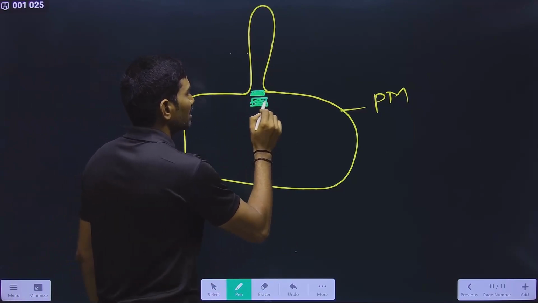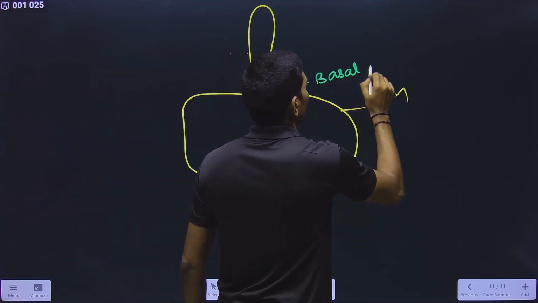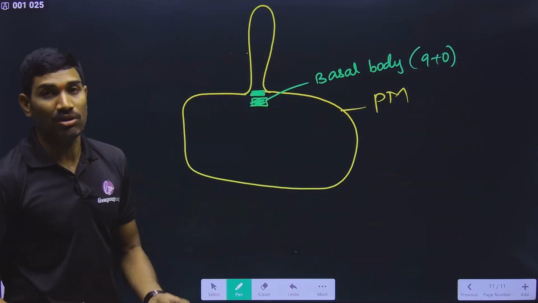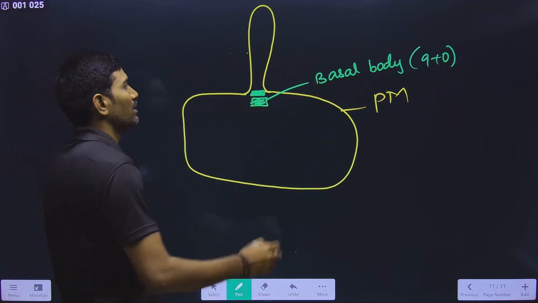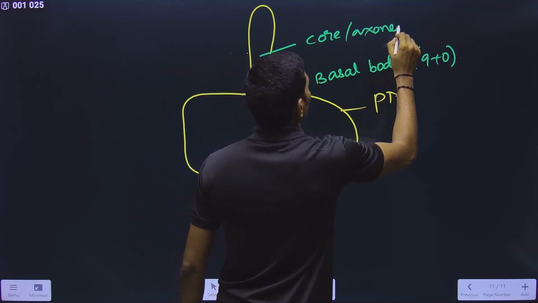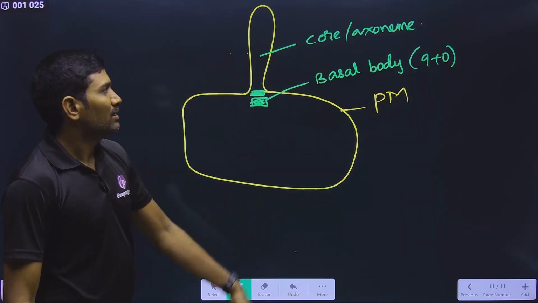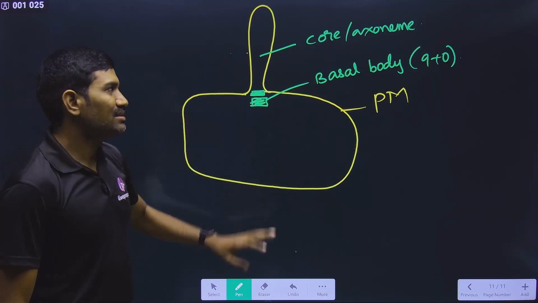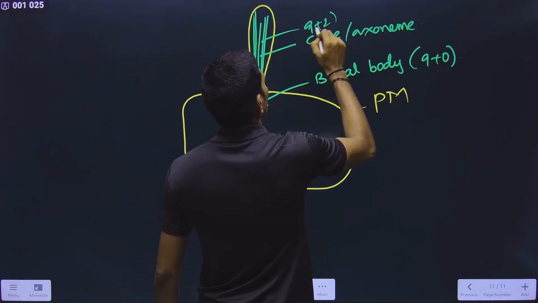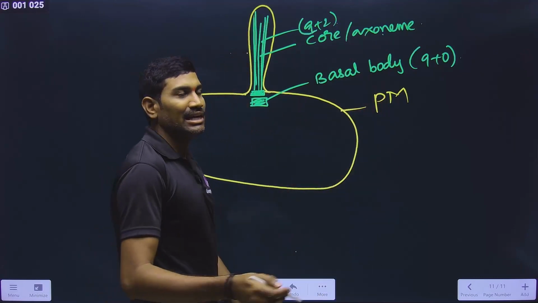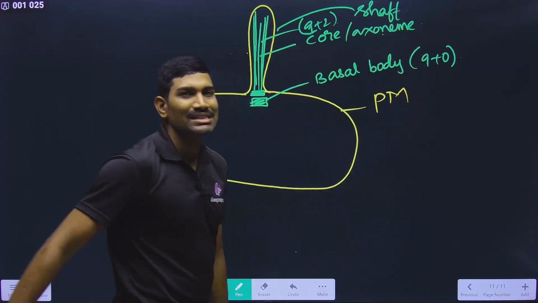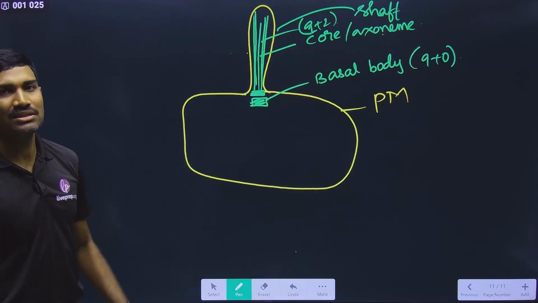below this there is a basal body. Basal body is present, and this basal body is having 9+0 arrangement like centriole. And this upper side, this part is called as core or axoneme of this particular flagellum or the cilium. Okay, and here it is having this structure, and this is 9+2 arrangement. Core or axoneme is having 9+2 arrangement, and you can call this particular one as a shaft of cilium or flagellum. Clear? These are the different things that are present.